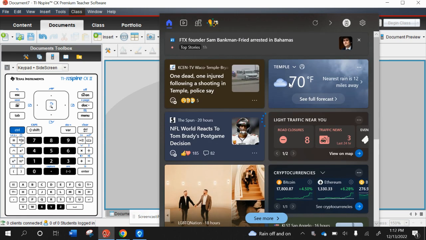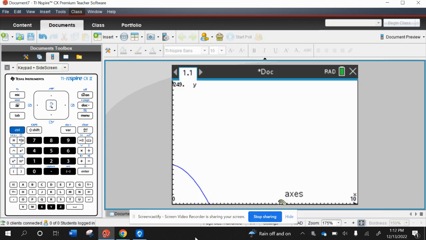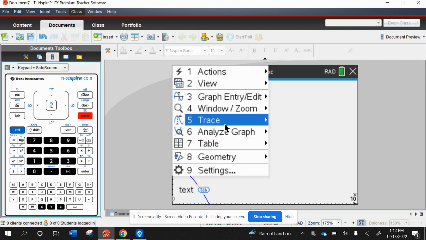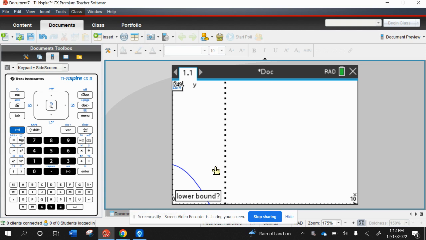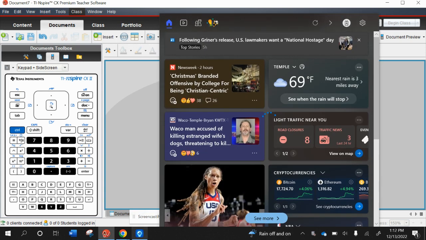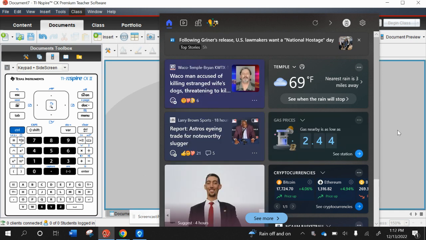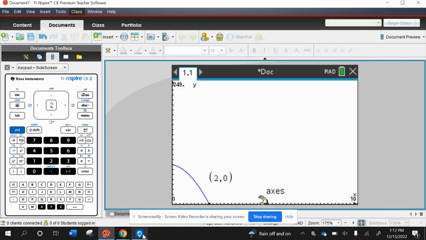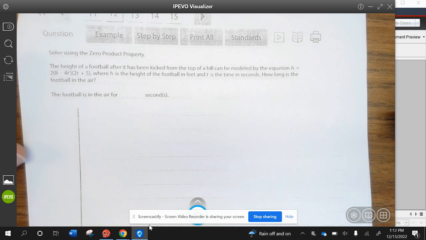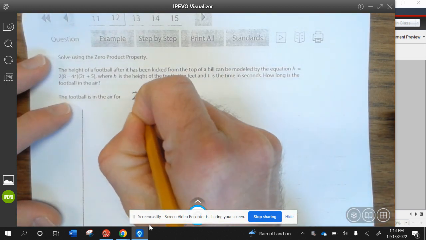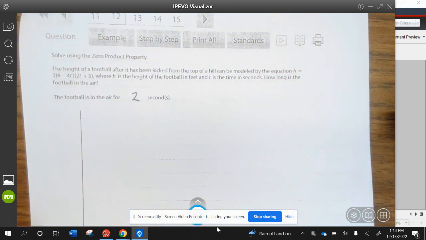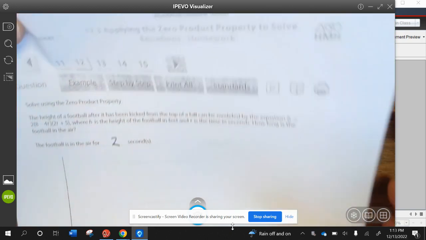All right, and then now we're going to find when it hits the ground. So menu, analyze graph, 0. So the football was in the air for 2 seconds. So the football is in the air for 2 seconds. All right, let's take a look at the next example.